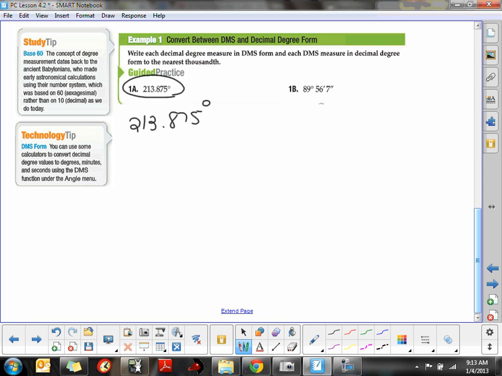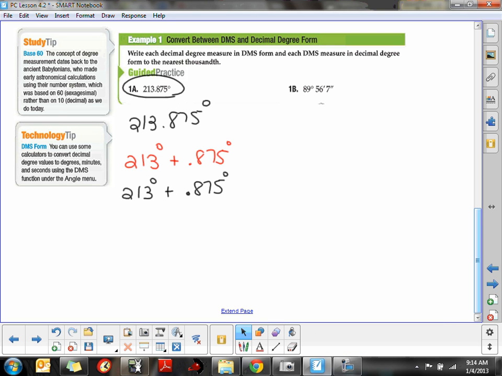Now what we do is break this up. We know we have 213 degrees that are complete, but we also have an additional 875 thousandths of a degree. We want to convert this into minutes and seconds. So I'm going to leave the 213 degrees alone, plus now we need 875 thousandths of a degree. We're going to utilize some unit multipliers to help us make these conversions, because unit multipliers help us keep track of our units.